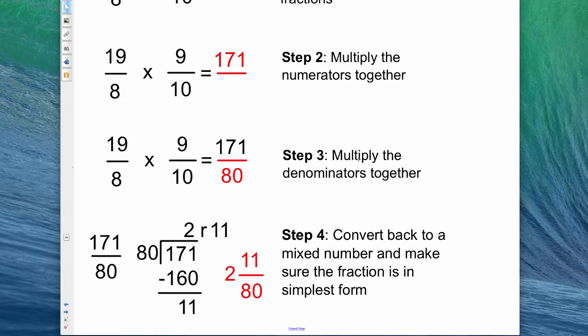Step 3, multiply the denominators together. 8 times 10 gets us 80. And the final step is to convert back to a mixed number and make sure the fraction is in simplest form. So I'm going to take my 171 and divide it by 80, which gets me 2 with a remainder of 11. This turns into the fraction 2 11/80. 11's prime, and so we already have it in simplest form. 2 11/80.